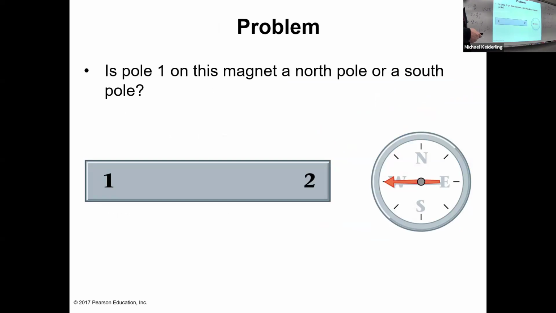So here we have a compass. It is pointing this way towards this magnet. Is pole 1 on this magnet a north pole or a south pole? So the compass is pointing towards pole 2. So is pole 1 a north pole or a south pole? So compasses point towards south magnetic poles.